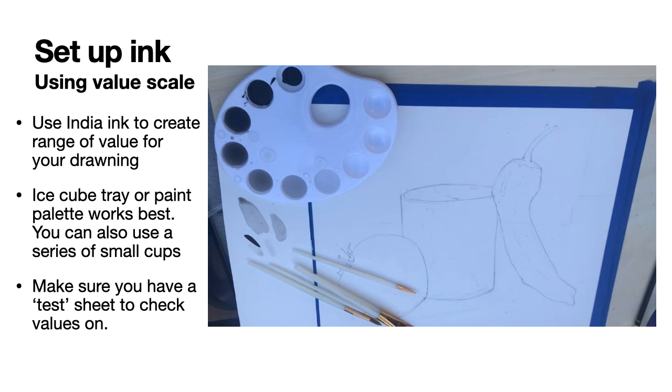until the thinner values. Make sure that you have a test sheet right next to your drawing. You can see it there on the left of mine. That way you can test your values on it as you're setting them up. You're also going to want this test sheet as you start to go into the ink drawing itself. That way you can test what value is on the brush before you place it onto your drawing. Because remember, with the India ink, once it's down, you cannot erase.